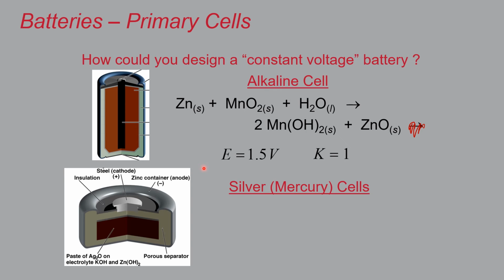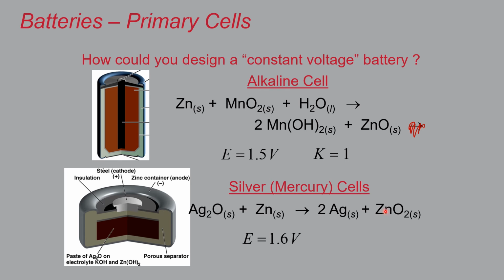Another one is the silver mercury cells, the button batteries. Again, it uses the same scheme where there aren't any aqueous species. Everything's either pure solid or pure liquid. So the reaction here is silver +1 going to elemental silver, so that's the reduction, silver +1 to silver 0. The elemental zinc is oxidized from 0 to, in this case, +2. And this has a potential of 1.6 volts.